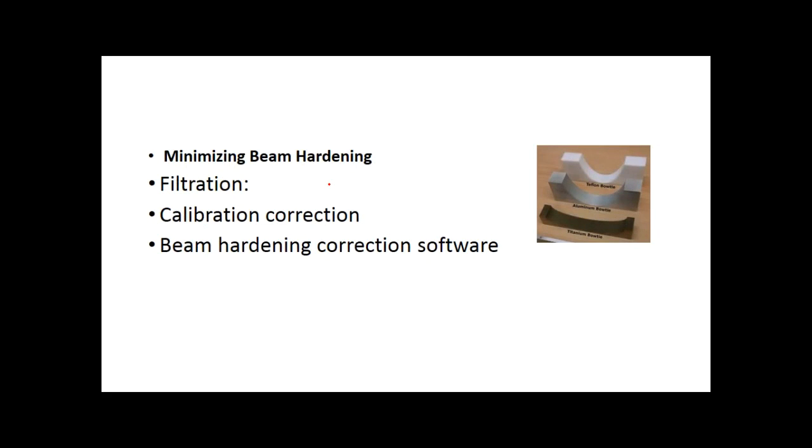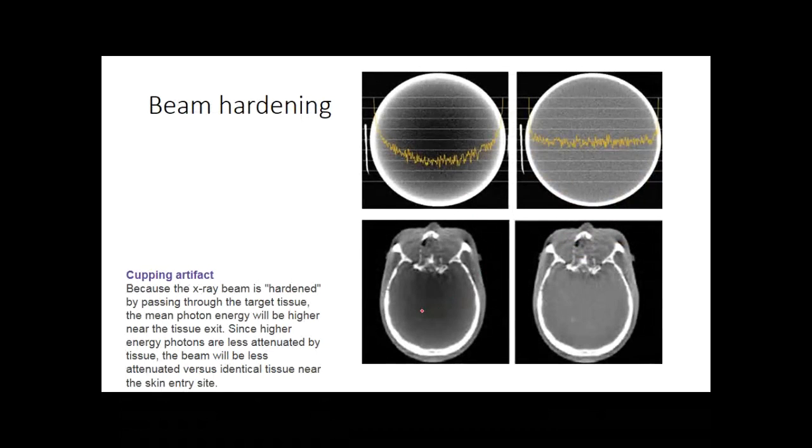Beam hardening. Beam hardening is an artifact that we see. For example, in this image, we see a darker center and a lighter area around it at the edge. And this is beam hardening. It can be modified using software.